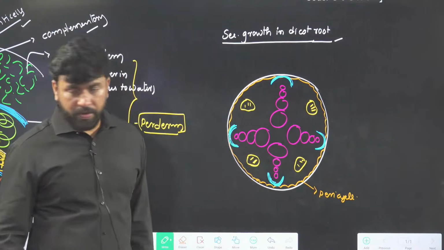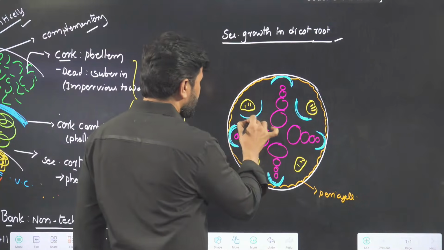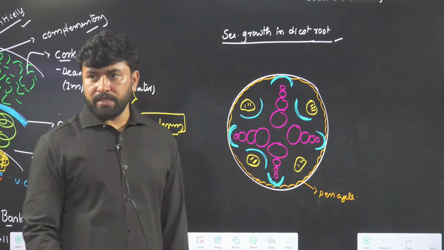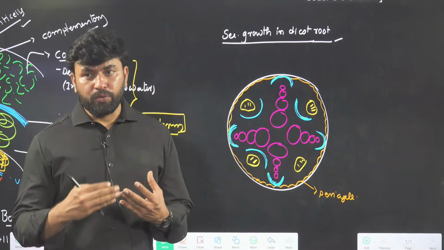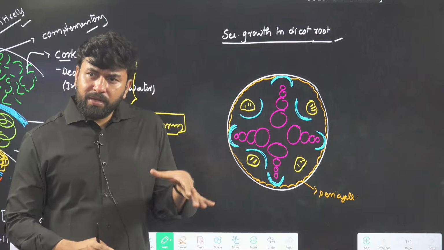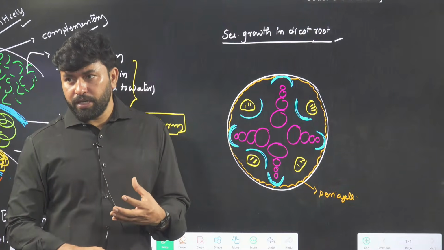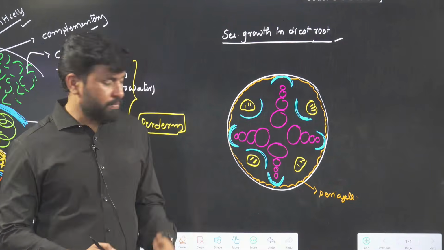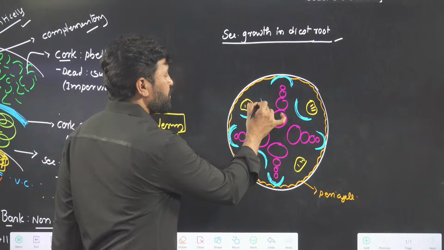One more patch will be formed, that is the conjunctive cells. I think you know what is meant by conjunctive cells. The cells which are present between the xylem and phloem in a primary root are known as conjunctive cells. Conjunctive cells will also undergo dedifferentiation. They are also primary tissues. Then this patch of cambium is formed like that.